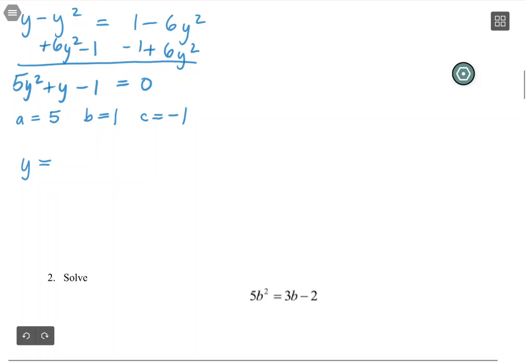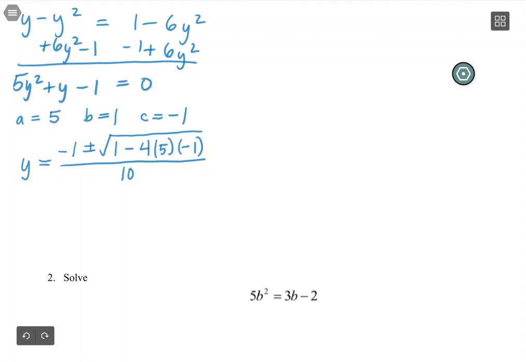And it says that y should equal the opposite of b, which is a negative 1, plus or minus the square root of b squared, which is 1 squared, minus 4 times a, which is 5, times c, which is negative 1. And that should all get divided by 2a. a is 5, so 2a is 10.